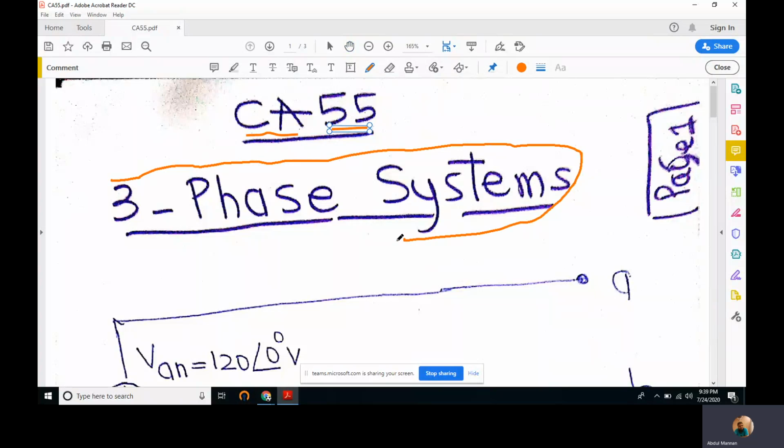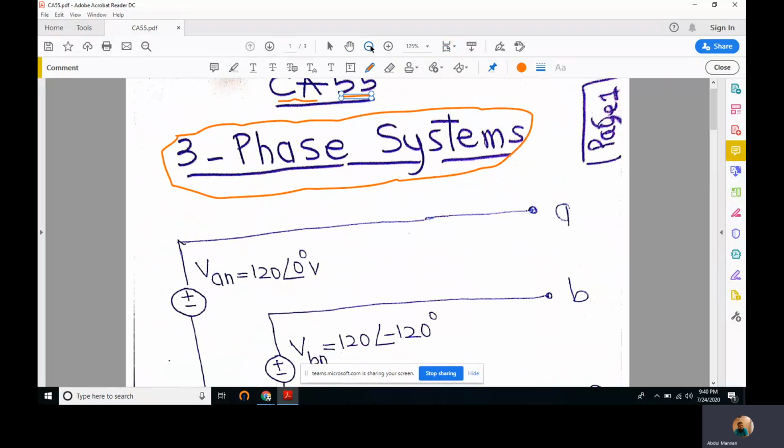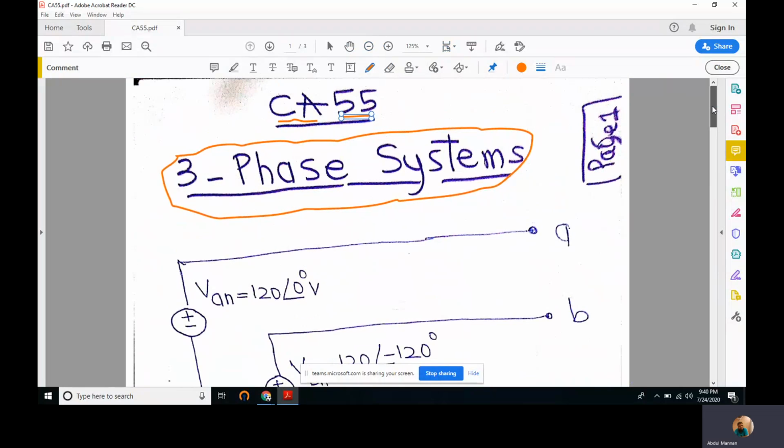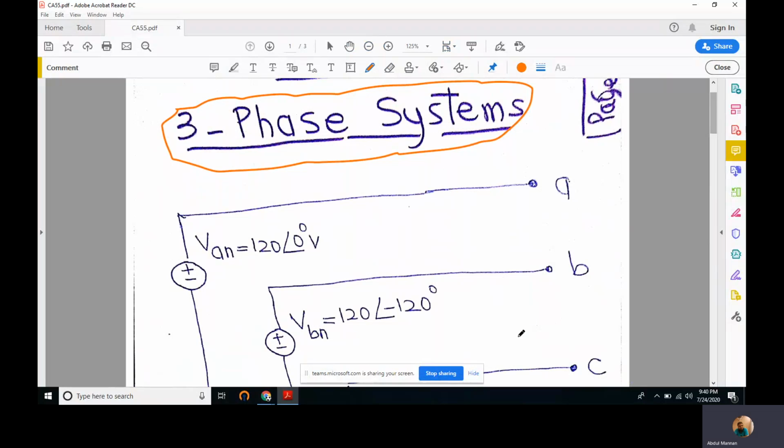Three-phase systems are studied due to many advantages over single-phase systems. For example, they are cheaper to generate electricity and transmit and distribute. Economically, three-phase systems are the most viable systems to produce, transmit and distribute electricity.